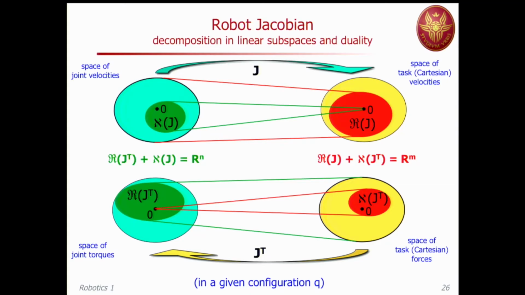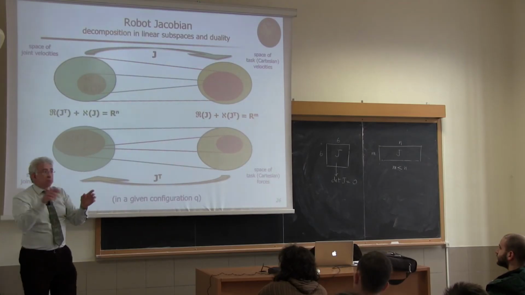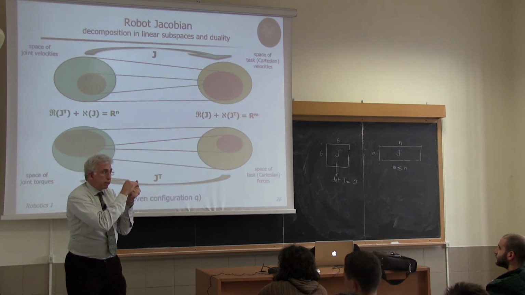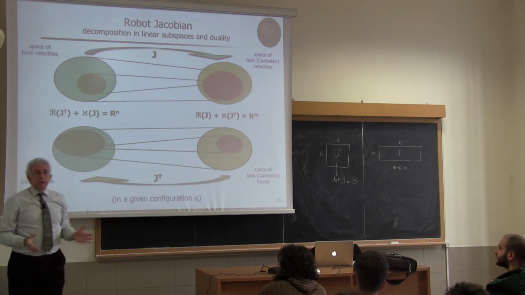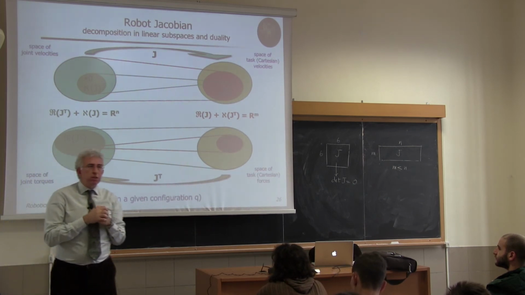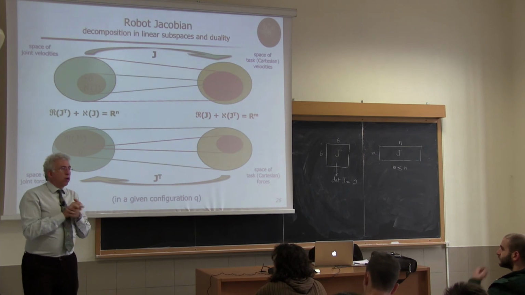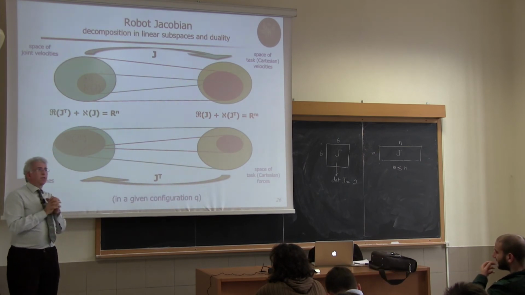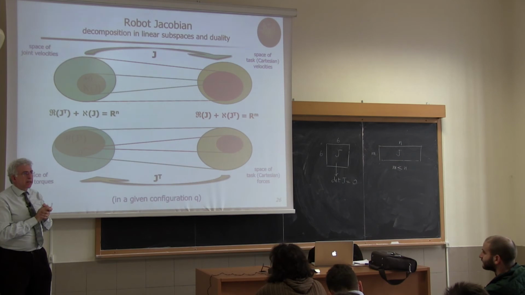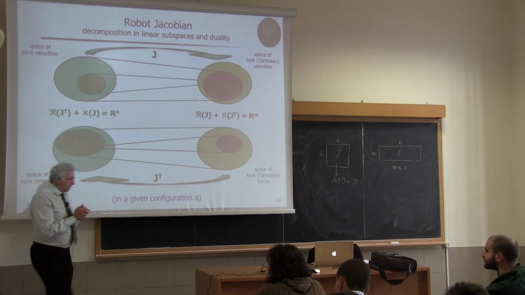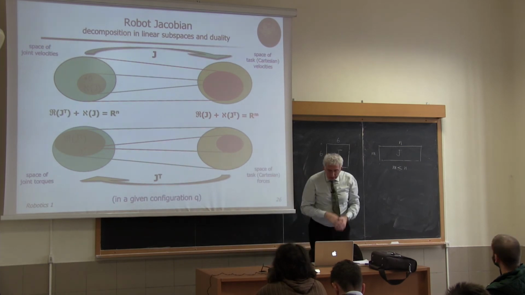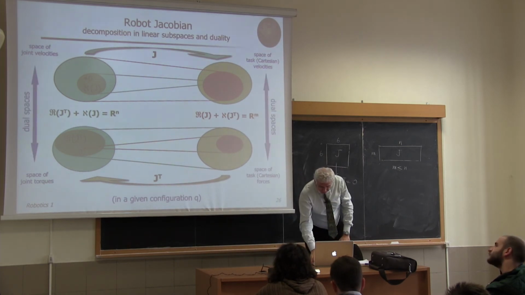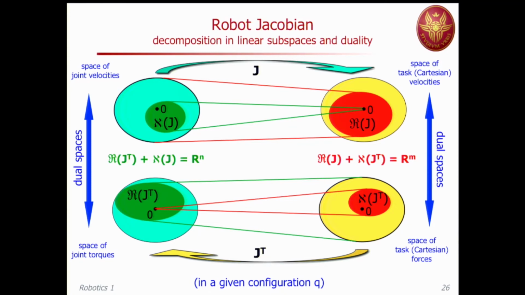And similarly, if I look at the range of J transpose, so I consider all possible forces applied to the end effector, I will get some range of J transpose in the joint space, which is the set of all needed torques that balance those forces. This problem is relevant in statics that we will see pretty soon. Okay? So, pay attention, these spaces are dual spaces.